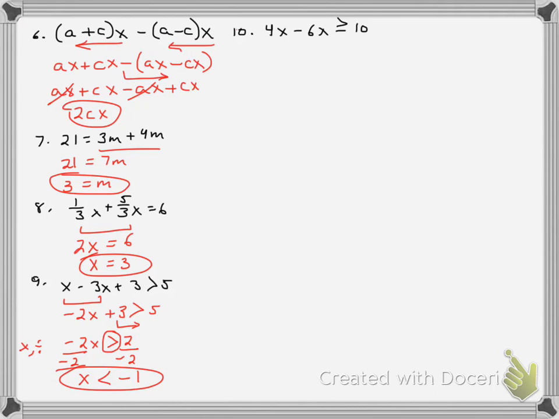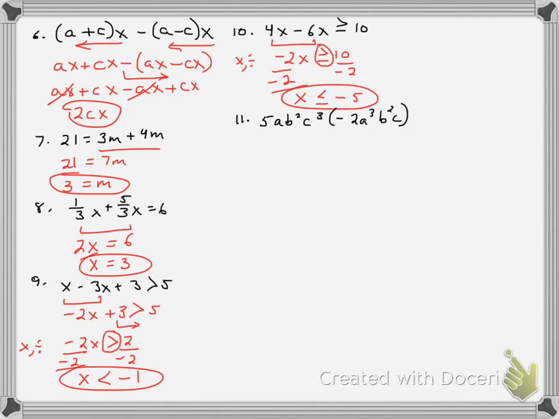Okay, next one, same rules apply. We're going to gather our like terms. 4 minus 6 is minus 2x. We don't care about the sign. We leave it the same until we multiply or divide, which we're doing at this step. We have to divide by negative 2 on both sides. Again, we have to reverse that inequality because we're dividing by a negative. Negative 2 divided by negative 2 is 1, so we get x is less than or equal to negative 5.